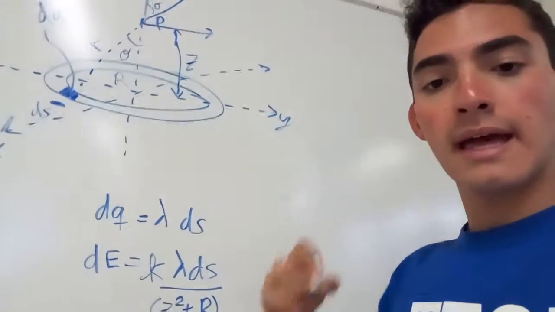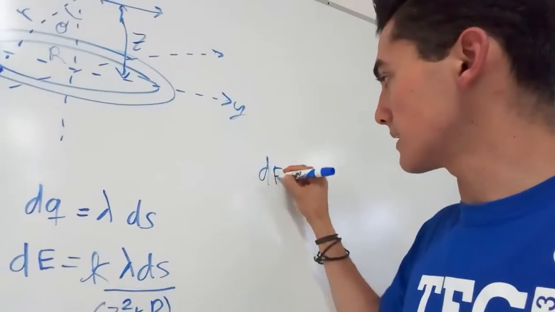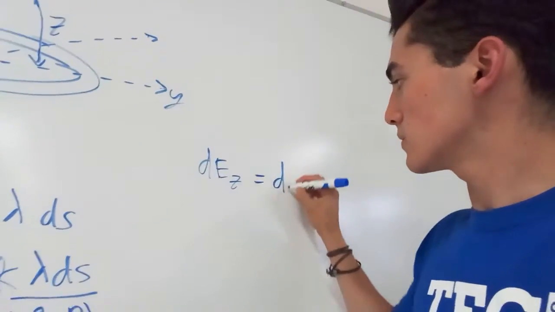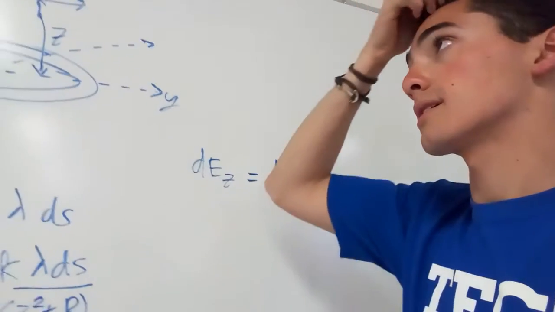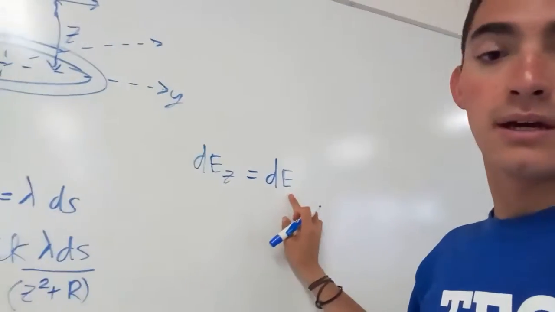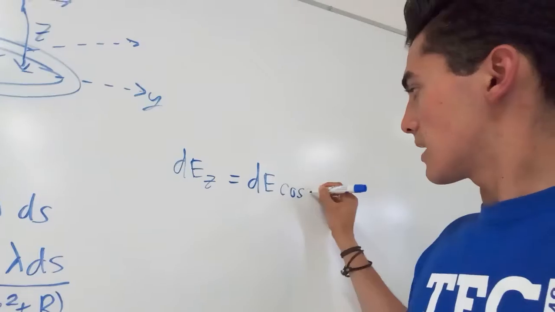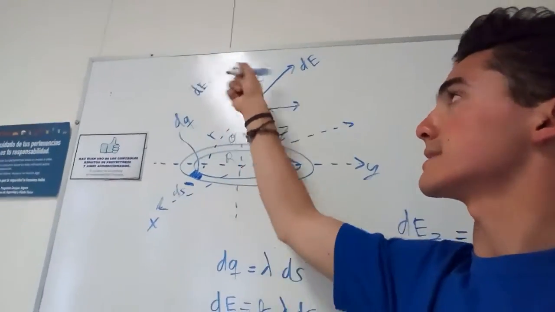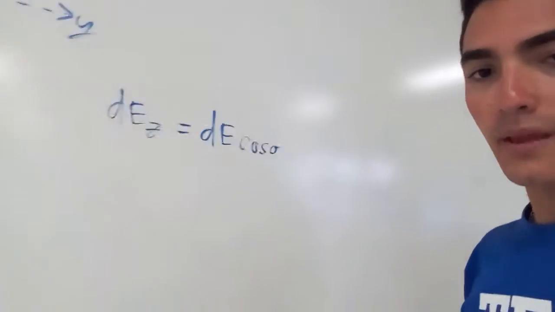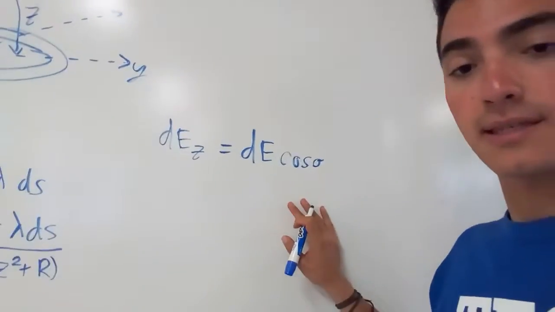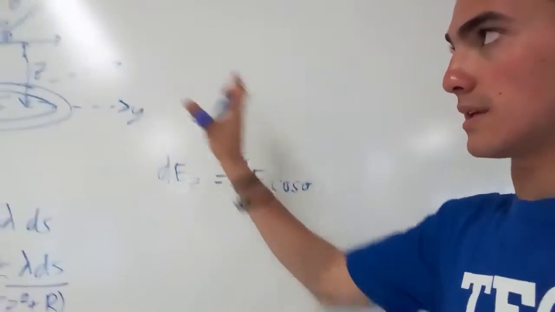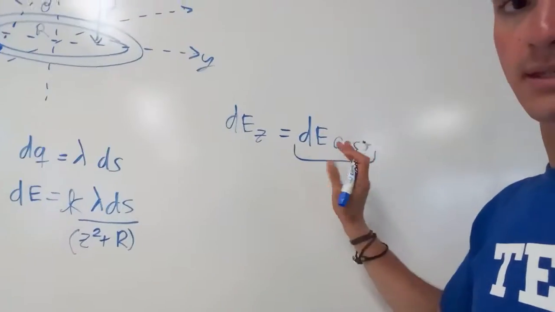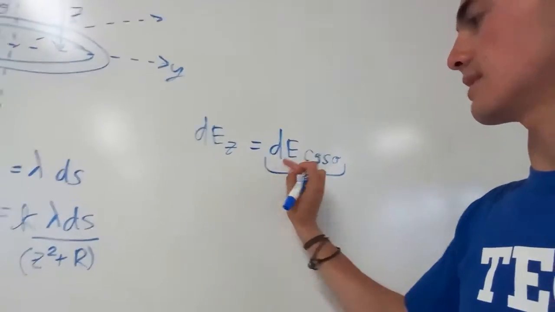So we will have an electric field in z that will be equal to the electric field dE times the cosine of theta. That was the one we set in here. So once we established this part, we can start working with the electric field.